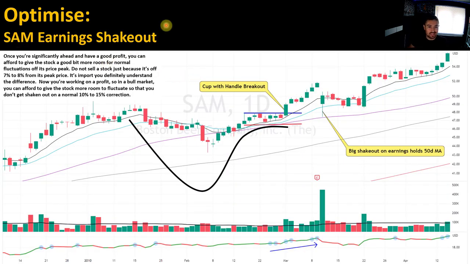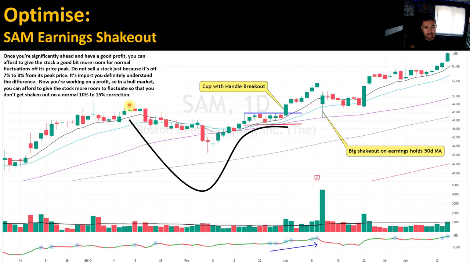So, Sam, earnings shakeout. Once you're significantly ahead and have a good profit, you can afford to give the stock a bit more room for normal fluctuations off its price peak. Do not sell a stock just because it's off 7 to 8% from its price peak. It's important you definitely understand the difference. Now you're working on a profit. So in a bull market, you can afford to give the stock more room to fluctuate so you don't get shaken out of a normal 10 to 15% correction.